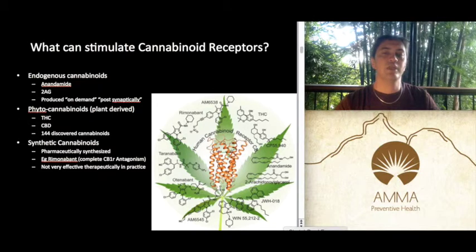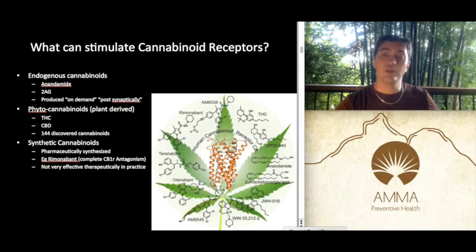So what can stimulate cannabinoid receptors? Well, cannabinoids basically. Endogenous cannabinoids or endocannabinoids, which have been mentioned, the two main ones being anandamide and 2-AG. As mentioned, these are produced by our bodies from the postsynaptic cell membrane, and these come from the precursor arachidonic acid. I'll go into this in a little more detail later.